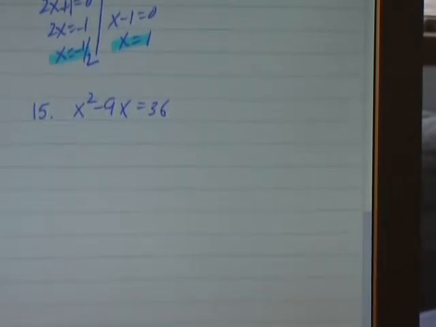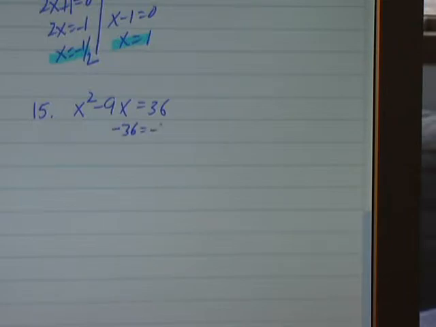Number 15, x squared minus 9x is equal to 36. Again, I'm looking for the 0, so I want the right side to be 0, which means I have to subtract 36 from both sides. Remember, what you do to one side, you have to do to the other side. I want the right side to equal 0. So x squared minus 9x minus 36 equals 0.